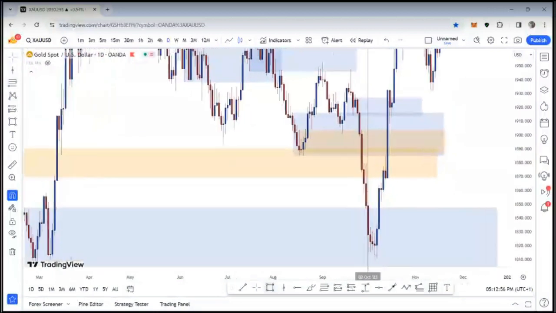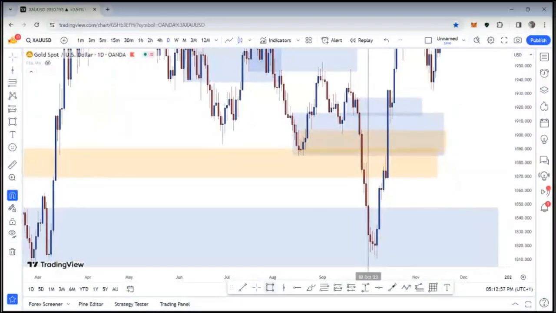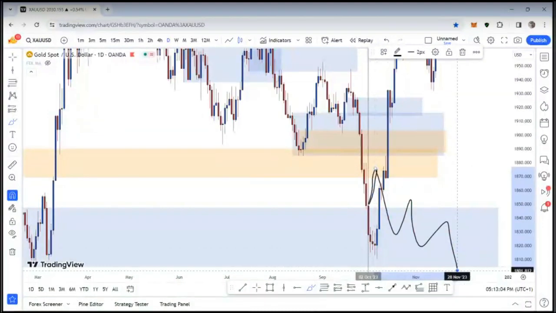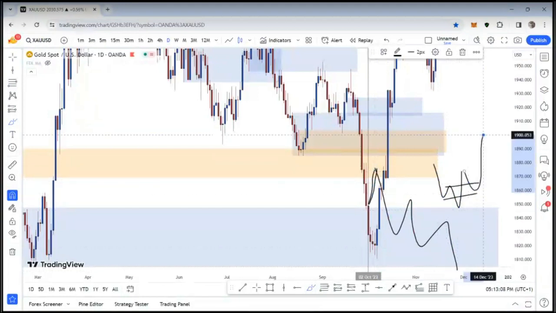So for us to be able to catch an entry to this and then continue selling the daily time frame, we want 4 hours to change its storyline. Am I clear? Yes.